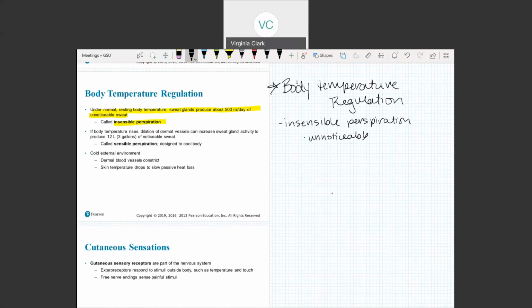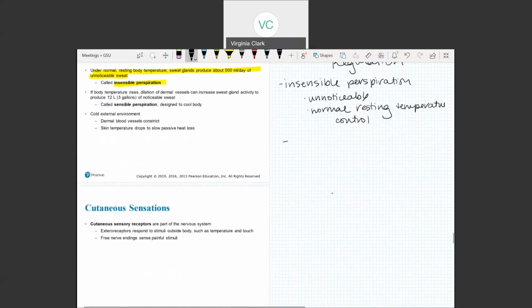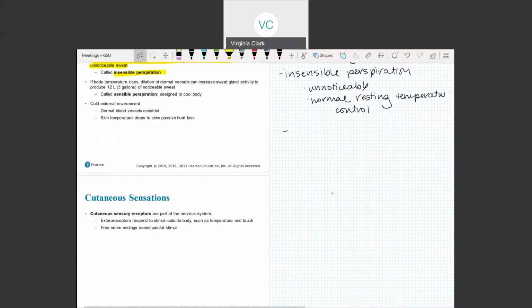normal resting temperature control. So you are not doing anything crazy. You are not in an extremely cold or hot environment. Insensible perspiration is just kind of happening every day. This is when you get to the end of the day and you just kind of feel, for lack of a better word, gross. It's just this insensible perspiration.